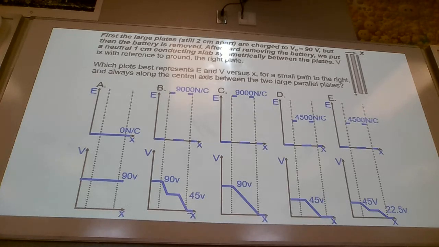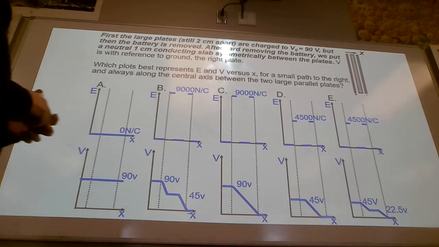Okay, correct answer is E. E, electric eels. Okay. When you disconnect it from the battery, what stays constant? The charge.